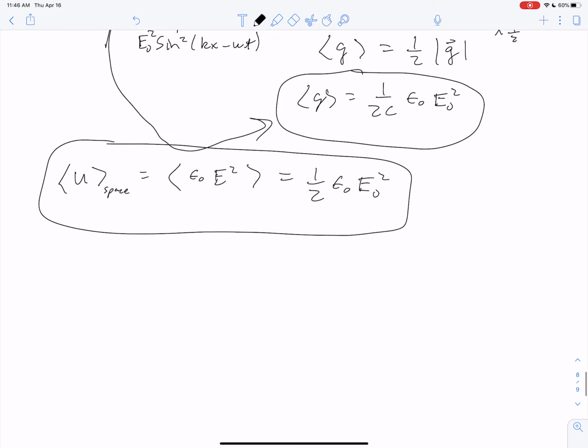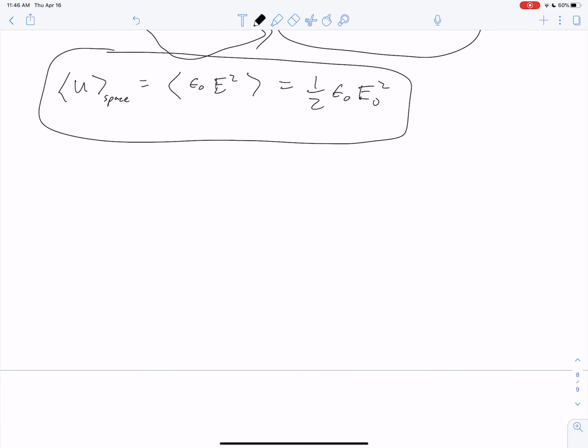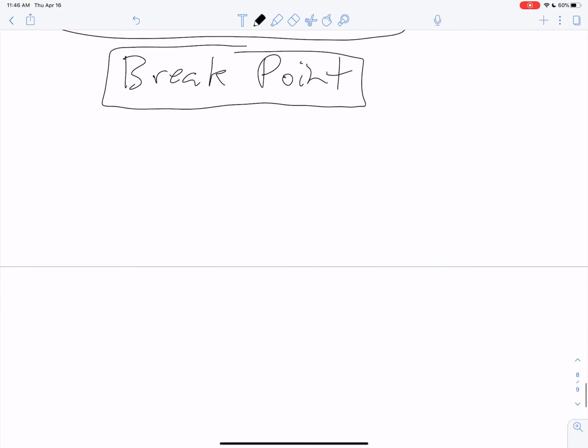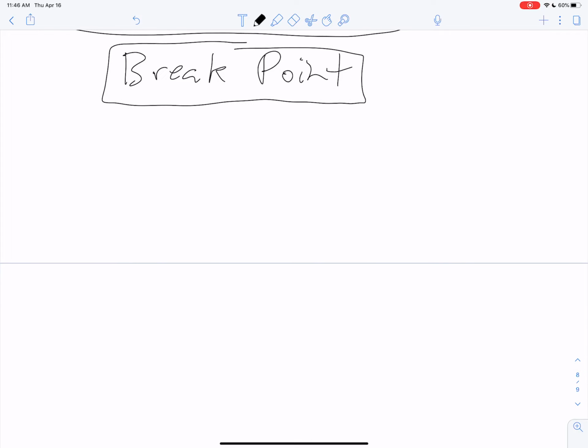Okay, so there's one other thing that I wanted to introduce at this point. So let's call this a breakpoint now. So this is a nice breakpoint. So you can leave now and come back at some other time to hear this next part. But I do want to, now I will just say this next part. So let's just finish this train of thought.